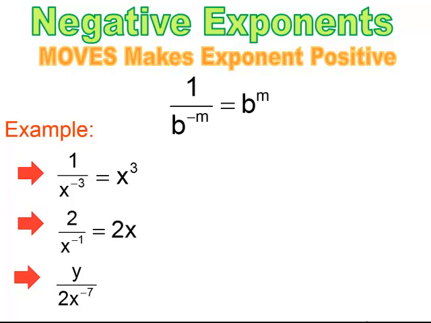And this last one, you have to be careful. I have y over 2x to the negative 7th. Now the y doesn't have a negative power, and neither does the 2. It's only the thing that has the negative power that moves. So all I have to do is move that x to the negative 7 up and make it a positive power, but the y and the 2 will stay where they are. So I have x to the 7th times y all over 2. And again, you could have put x to the 7th after the y if you chose to.